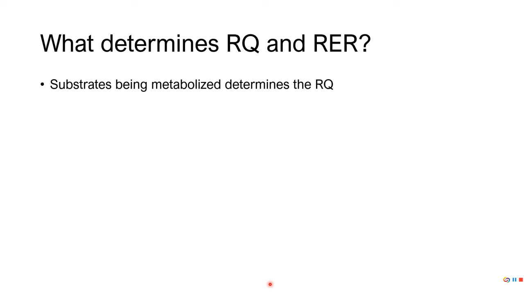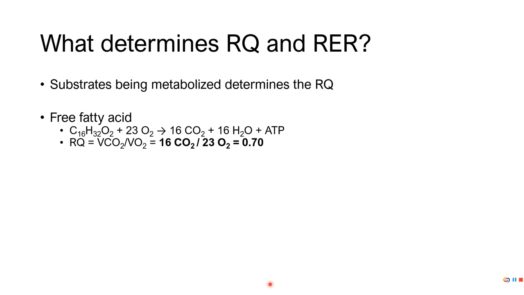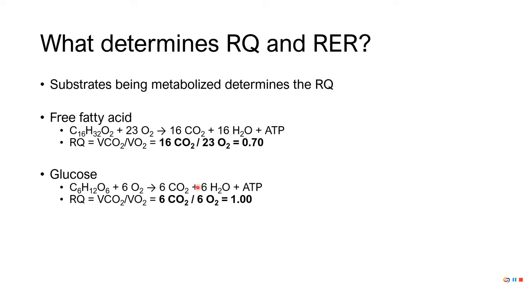Now, if we take both fats and carbs and create a chemical equation that shows how we produce ATP, we get something like this. For a single free fatty acid, we utilize 23 oxygens, but we produce 16 CO2. Taking the ratio, 16 CO2 divided by 23 oxygens, gives us 0.70. So if we're only using fats, that's what we would expect our RER to be. Similarly, if we're only using glucose or carbs, the equation's different: we use 6 oxygens and produce 6 CO2s, and 6 divided by 6 equals 1.00.